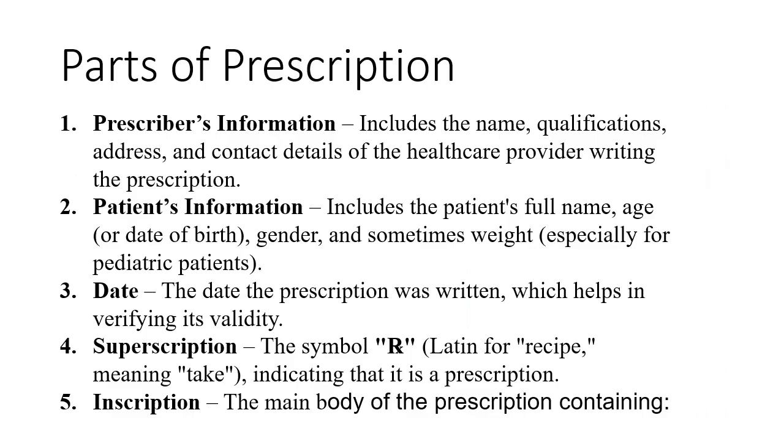Okay, the next part is the parts of a prescription. First one is prescriber information. It includes the name, qualification, address, and contact detail of the healthcare provider. Patient information. It includes the patient's full name, age, that is the date of birth, and gender, and sometimes weight, especially for pediatric patients. And date. Date means the date the prescription was written, which helps in verifying its validity.